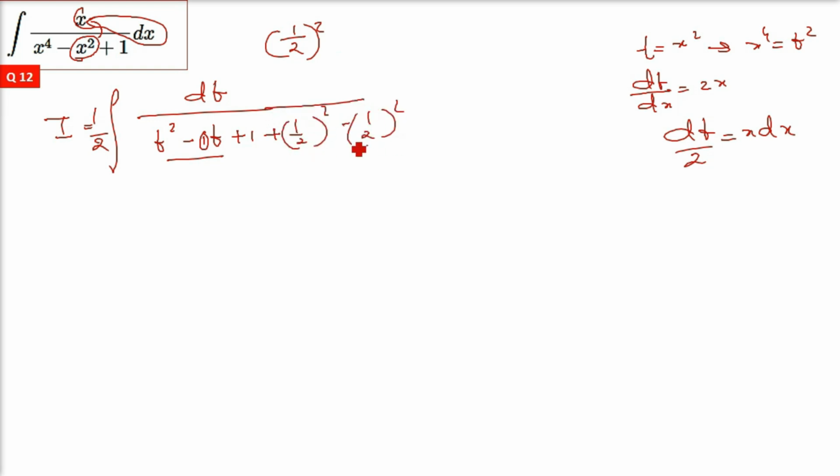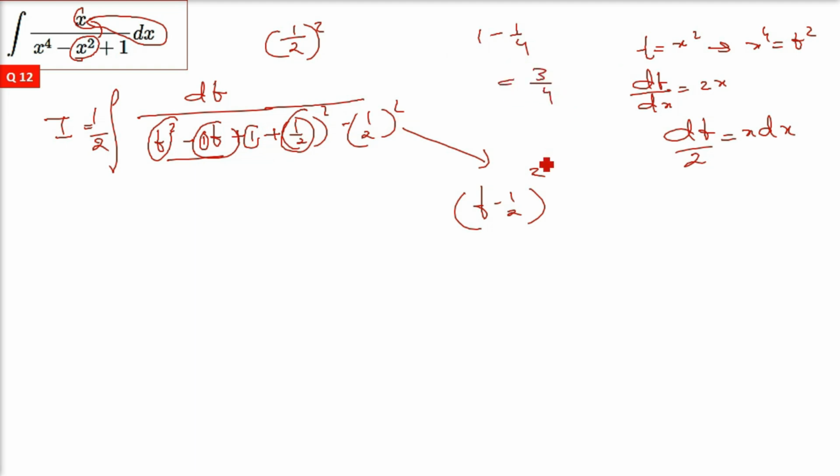Now what is the benefit of doing this? We can get a square plus b square minus 2ab. So this will be a minus b whole square, t minus half whole square. Then we have plus half square also. We have 1 also and negative half square also. So 1 minus 1 by 4, it will be 3 by 4. Now we have to square it. 3 by 4 has to be squared. So how will you make that 3 as a square?